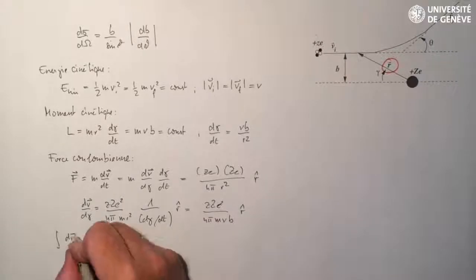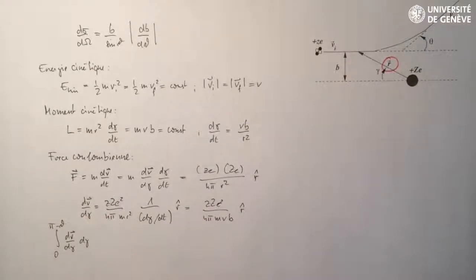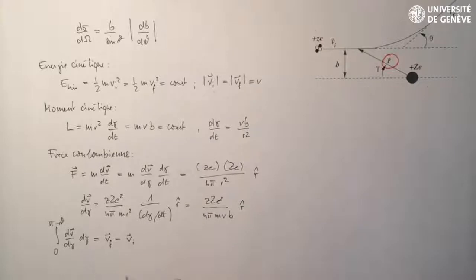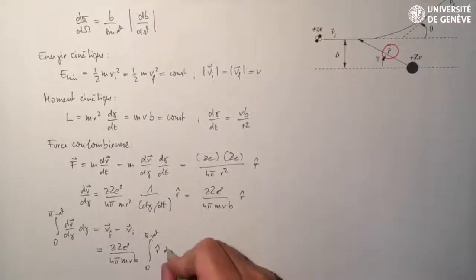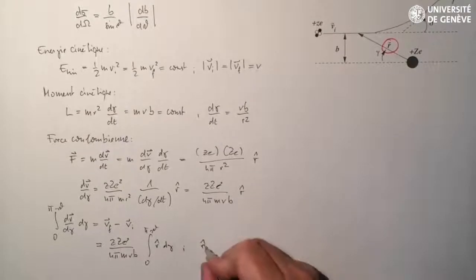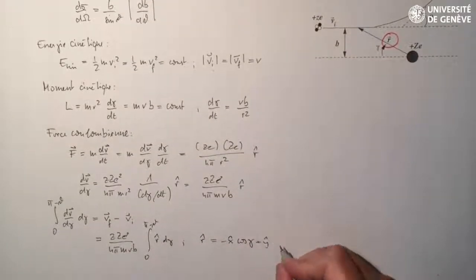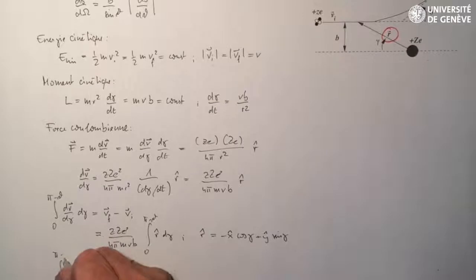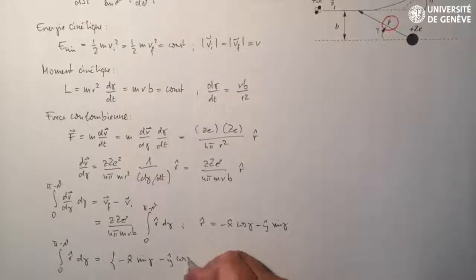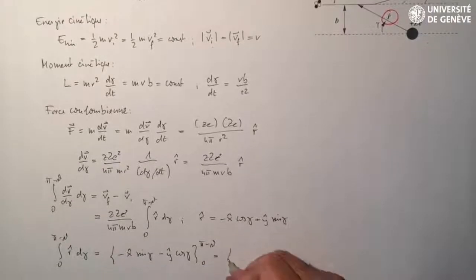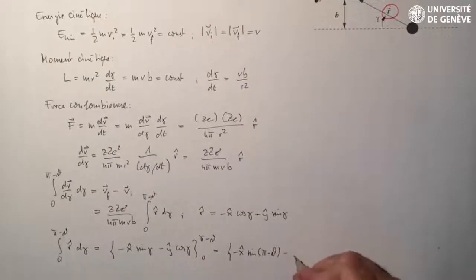When we integrate this relationship between gamma equal to 0 and gamma equal to pi minus theta, one side is the vector difference between the final and initial velocities. The other side is the integral over the relationship we just obtained. With a little trigonometry, we get, rather painfully, the value of this integral.